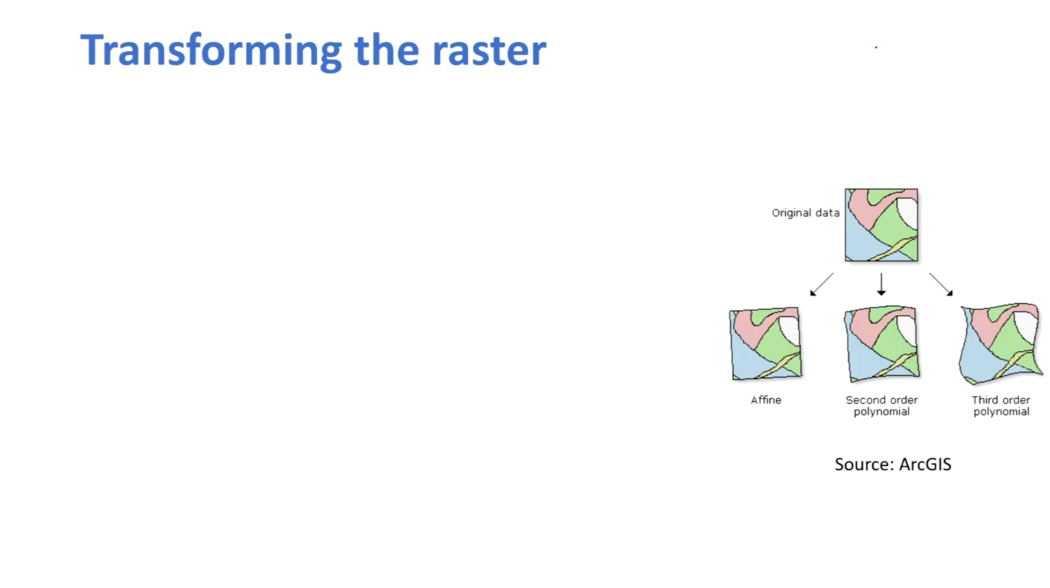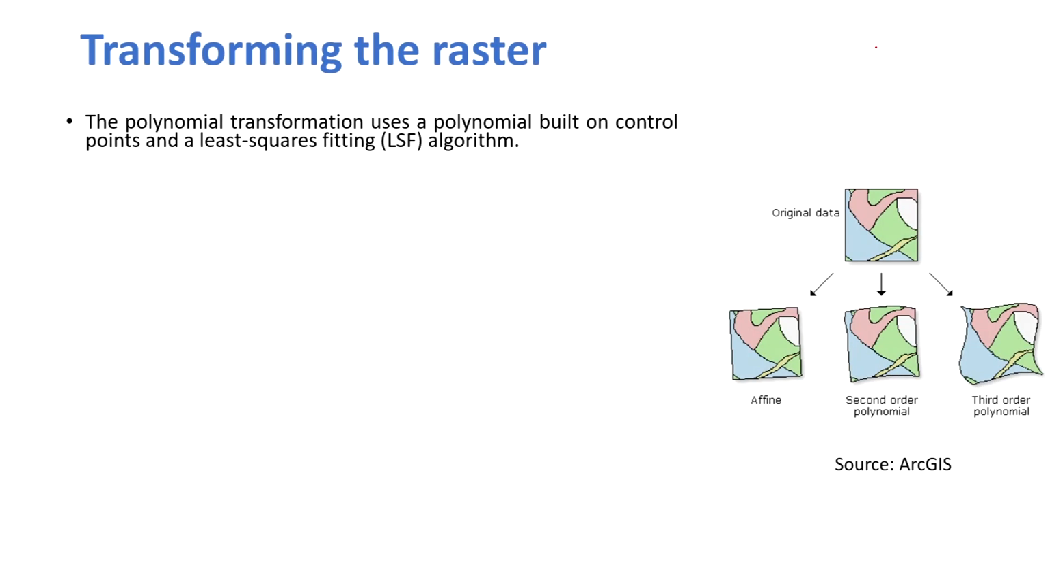So, transforming the raster image. When you are georeferencing your target image with the help of your base image that is already georeferenced, there is a coordinate transformation from the base image to the target image. This coordinate transformation is done through polynomial equations. These polynomial equations are assigned based on the order of distortion you are handling while transforming the coordinate system from base image to target image. So the polynomial transformation uses a polynomial built on control points and a least squares fitting algorithm.